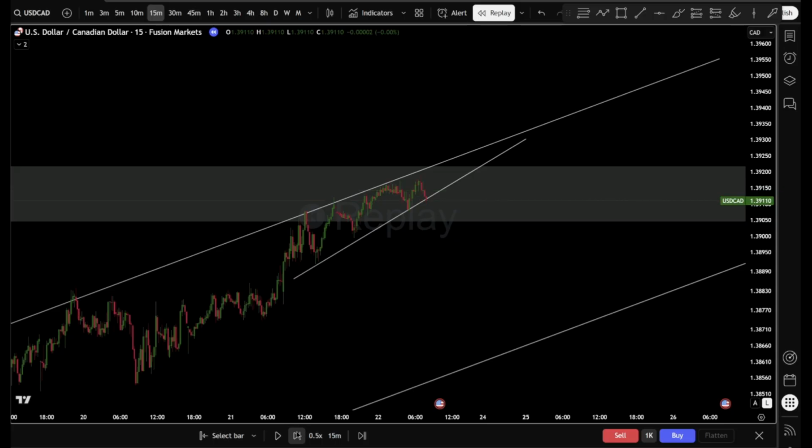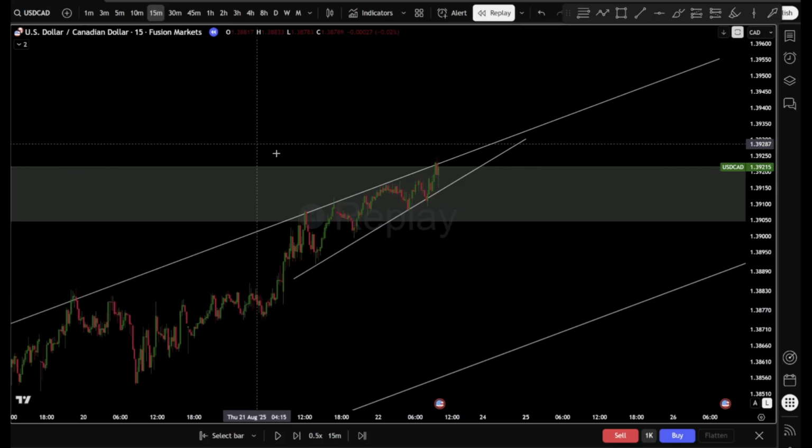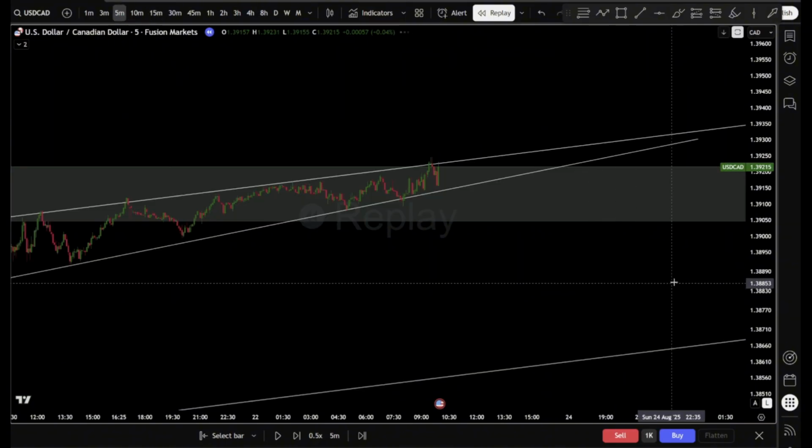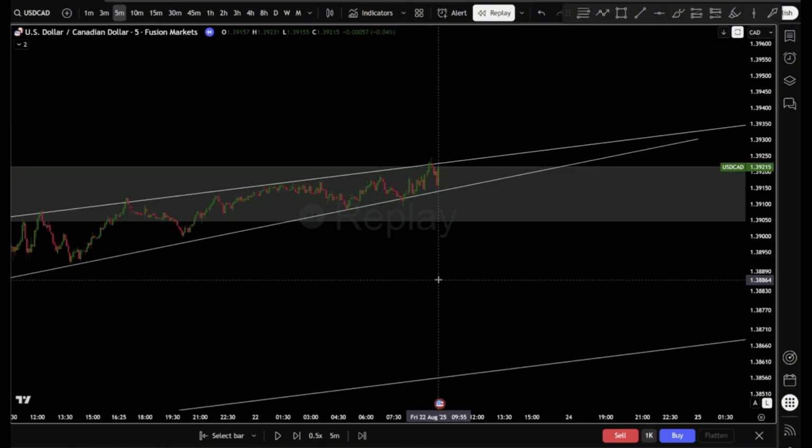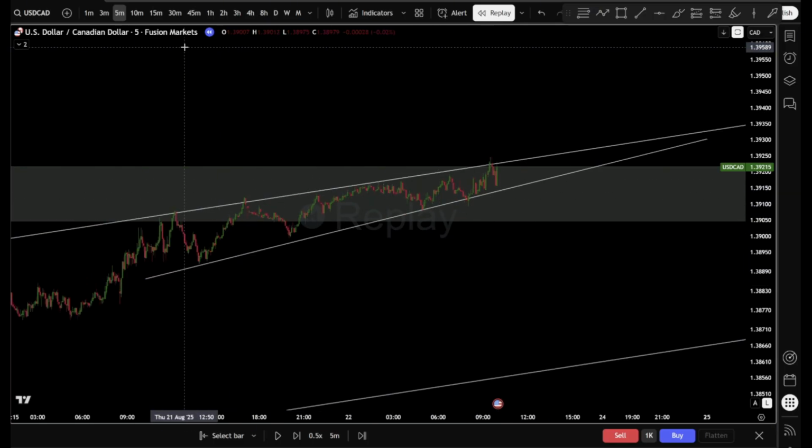Next candle is coming. This is 8:30. These are each 15-minute candlesticks. Now we see over here, this is 9:45. So at 9:45, this is 15 minutes before the news comes. We will go into the 5-minute. As you can see right here, that's 9:55. So the next candle will be the news time. Let's play this.